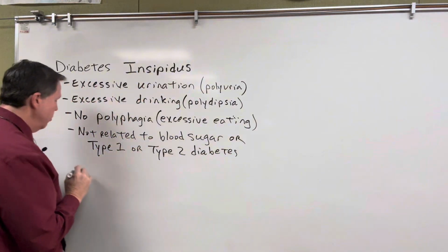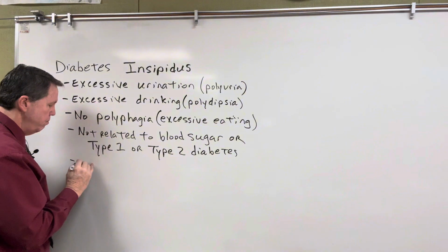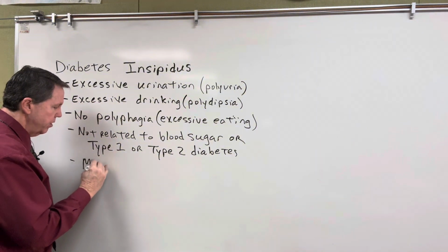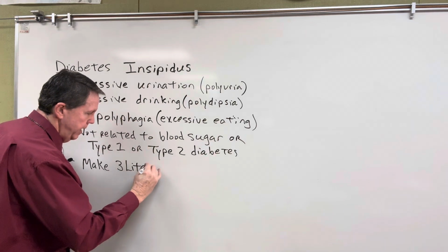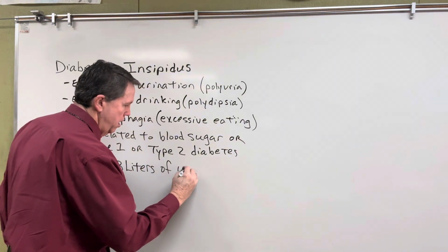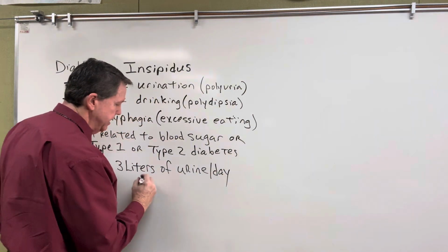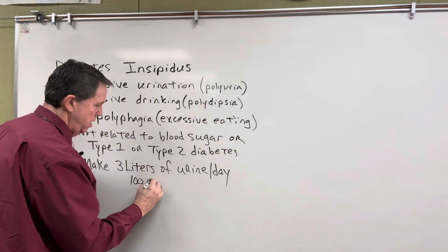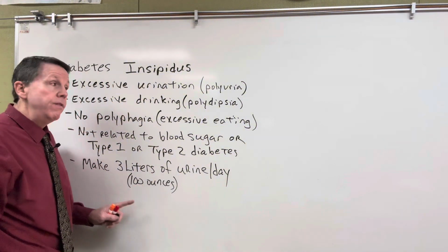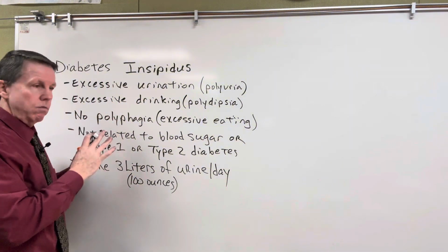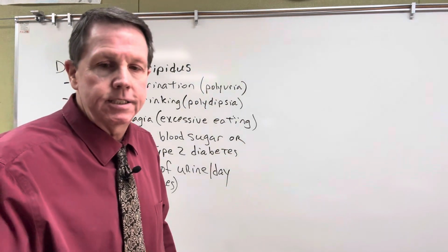Now, here's one of the signs of this. People who have this are going to make about 3 liters of urine a day. If you don't know what that is, that's about 100 ounces. So that's basically describing it. Let's talk about what causes this.